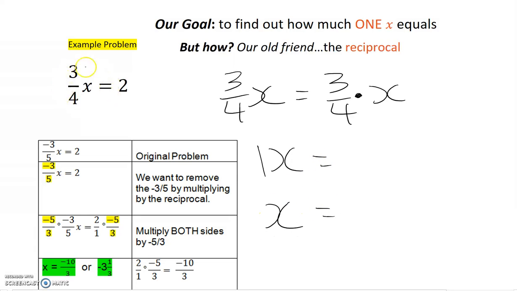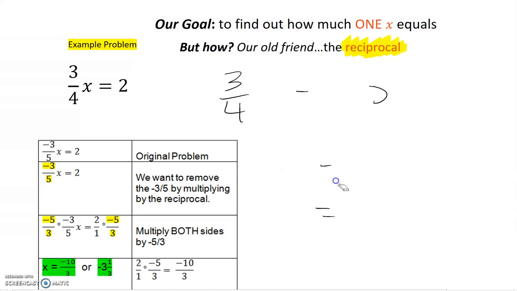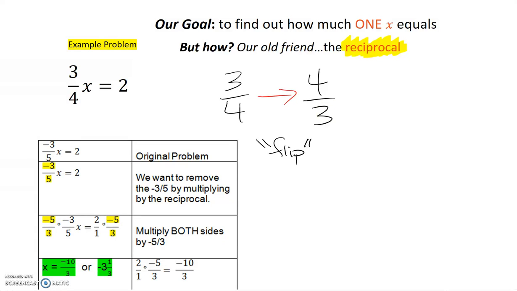So what do we multiply the 3/4 by? Well, hopefully you remember this. Why? Because it's so useful, the reciprocal. So let's get started with that. What is the reciprocal of 3/4? And if you said 4/3, you're correct. All we're doing is simply flipping the fraction, okay? Denominator goes to numerator, right? Numerator goes to denominator. So that's the idea. That's all we're doing here.